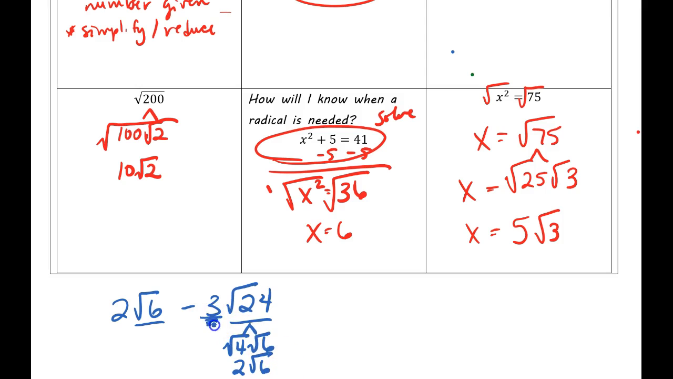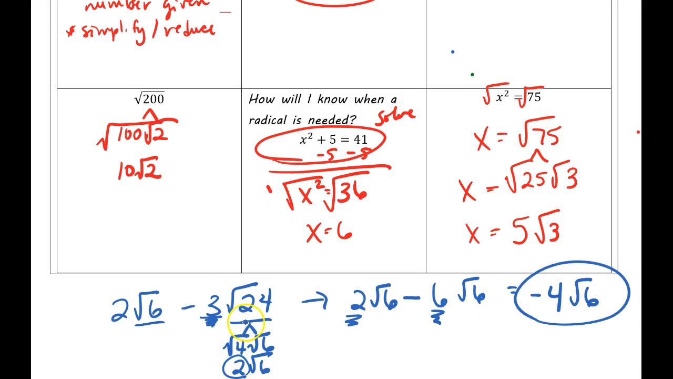And see how there's that 3 chilling in the front? Just bring that 3 back now and put it with the 2 that's out here. So this whole thing just becomes recopy the first one, minus, instead of 3 root 24, it'll be 3 times this, which means 3 times 2 is 6. So it'll be 6 root 6. That 3 only goes with the coefficient. It does not go with what's underneath the radical, okay? And now what you do is you just do the coefficients in the front. So 2 minus 6 is negative 4, and then the root 6 you just recopy. So that is the answer for that problem right there.